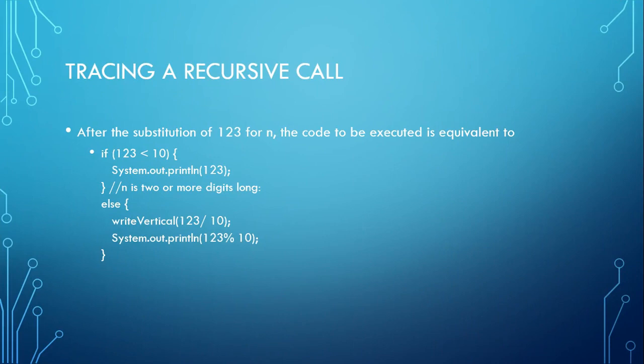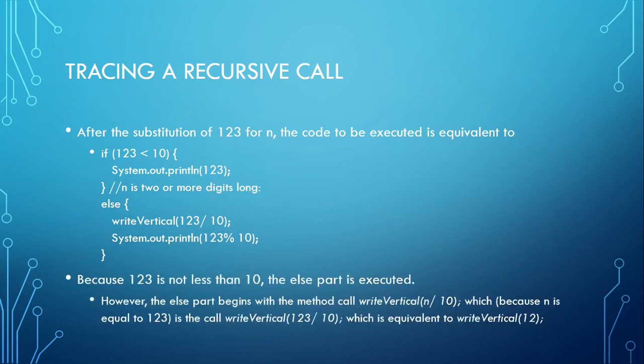After the substitution of 123 for n, the code to be executed is equivalent to: if 123 is less than 10, System.out.println(123), else writeVertical(123 divided by 10) and then System.out.println(123 mod 10). However, because 123 is not less than 10, the else part is executed. The else part begins with the method call writeVertical(n divided by 10), which, because n is equal to 123, is the call writeVertical(123 divided by 10), which is equivalent to writeVertical(12).